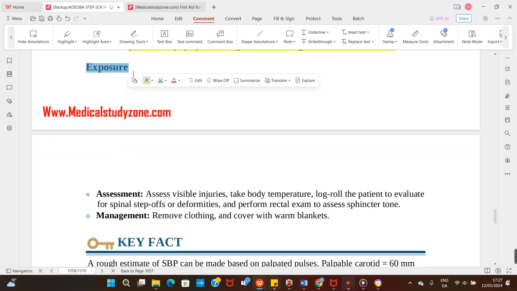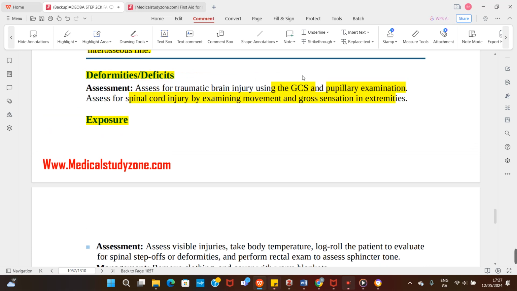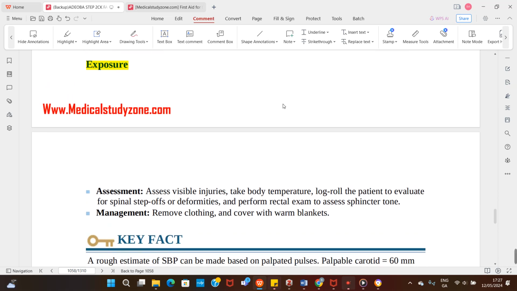Then exposure. From here now, if you are noticing any neurologic deficit, you might know that there's a tendency that this patient might need a CT scan without contrast, right? That's the way it works. So exposure: you are just trying to open that patient, you remove the clothing, to check for any visible injuries, you measure the body temperature, you do a log roll evaluation of the patient.